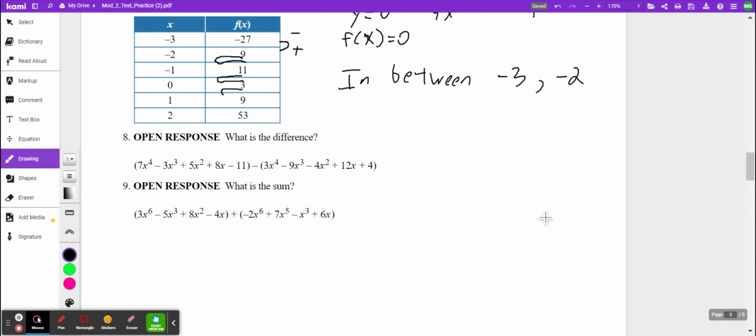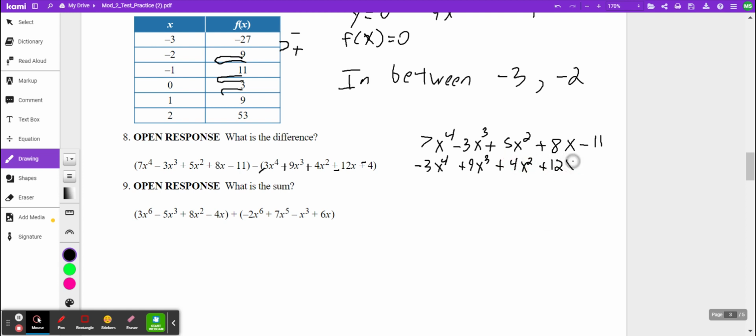All right, we have question 8. What is the difference? All right, so what I like to do is I like to put it on top of each other, but I'm going to distribute this negative all the way throughout it. So this 3x becomes -3x, this -9 becomes +9, becomes positive, becomes negative, becomes negative. And then I just write it on top of each other. So 7x to the 4th minus 3x to the 3rd plus 5x squared plus 8x minus 11. I'm going to put right on top of each other. Minus 3x to the 4th plus 9x to the 3rd plus 4x squared plus 12x.